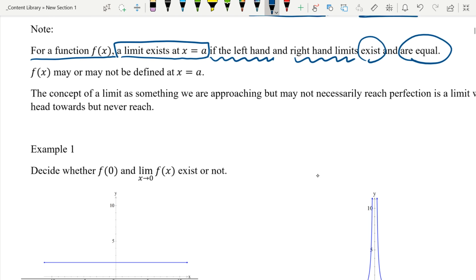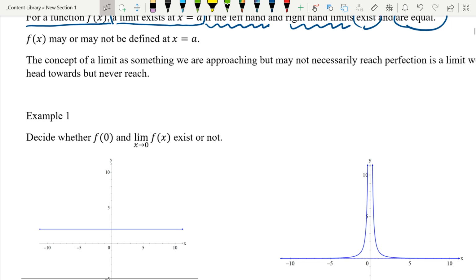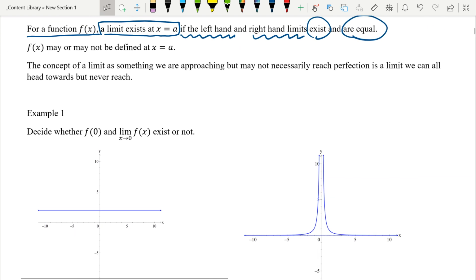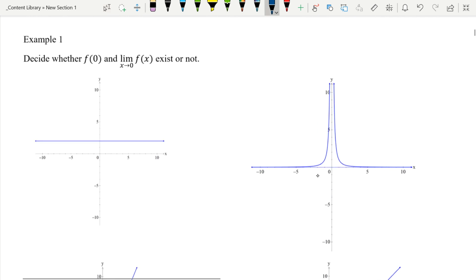So f(x) may or may not be defined at x equals a. I can't really talk about that with you now. Just look at the graph. I want to talk about whether the limit as x approaches 0 of f(x) exists or not. So when x approaches 0, what is f(x) approaching? What is the y value? Basically, when x approaches 0, what y value does this function approach? Sometimes it may approach different things.